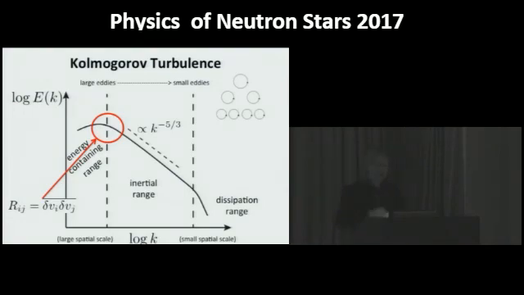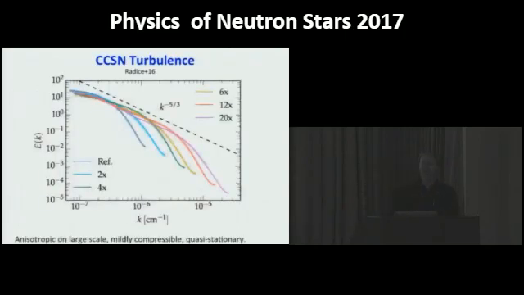Now, turbulence, I said, is anisotropic in the supernova. It is mildly compressible and it's non-stationary. So this is not Kolmogorov turbulence. However, it turns out if you just do simulations, this is again the same kind of plot, now a real plot, not a sketch. This is a Kolmogorov cascade.